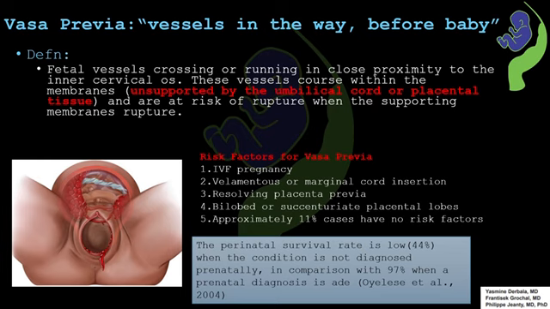The major risk factors for vasa previa are IVF pregnancies, filamentous or marginal cord insertion, resolving placenta previa, bilobed or succenturiate placental lobes. Interestingly, in approximately 11% of the cases, there are no risk factors identified. We must understand that antenatal diagnosis of vasa previa is life-saving. This is because the perinatal survival rises from 44% when undiagnosed to 97% with prenatal detection.